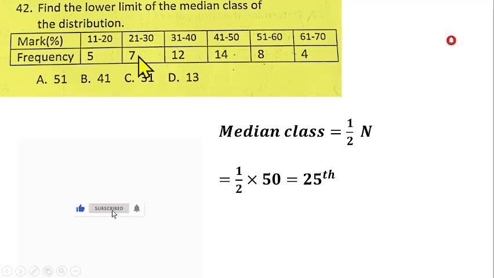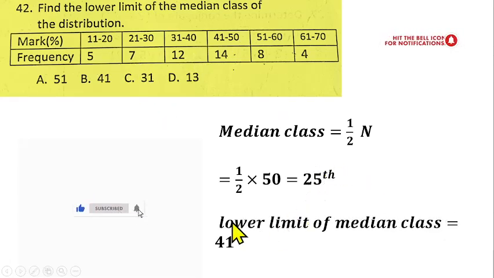5 plus 7 is 12, plus 12 gives us 24, plus 14 gives us 38, plus 8 gives us 46, then plus 4 gives us 50. So 50 divided by 2 gives us 25. So the median class is the 25th position. If you start adding these frequencies together, 25 is going to fall here.